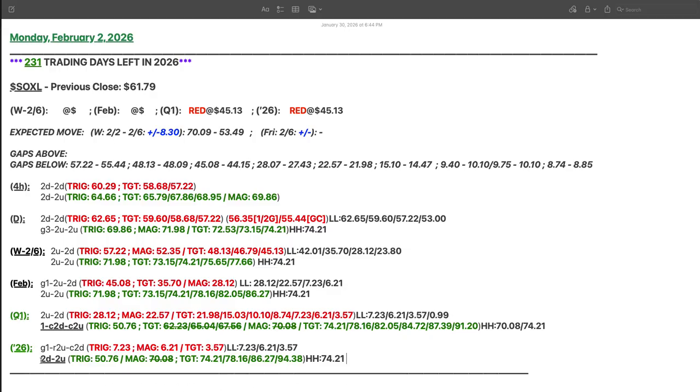And on the year, again, we're still in this 2 down, 2 up in force because we're above that 50.76 level. Yes, it has reached magnitude, so keep that in mind, but we do have 74.21, that all-time high, and then some extended targets out here for you as well, all right? So that is it for today's video.